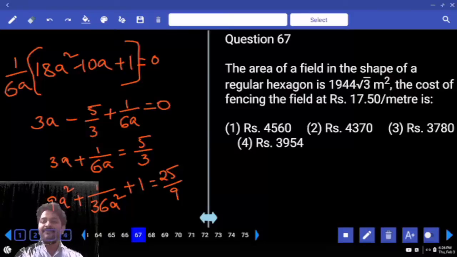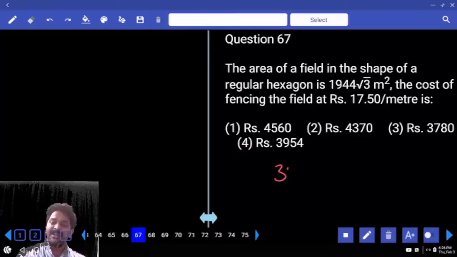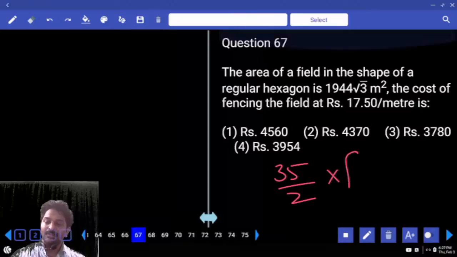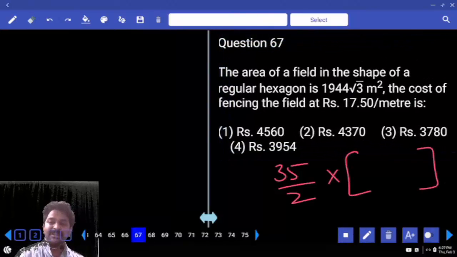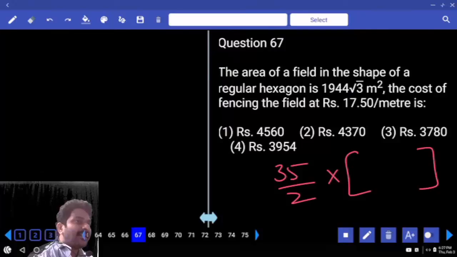The area of a field in the shape of a regular hexagon is 1944 root 3 square meters. The cost of fencing the field at 17.5 rupees per meter is. Okay, 17.5. Can I write it as 35 by 2 only? Into the perimeter of the hexagon. Correct.